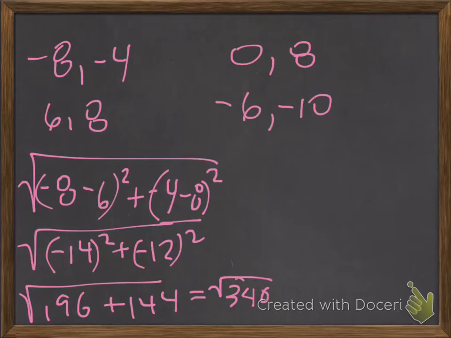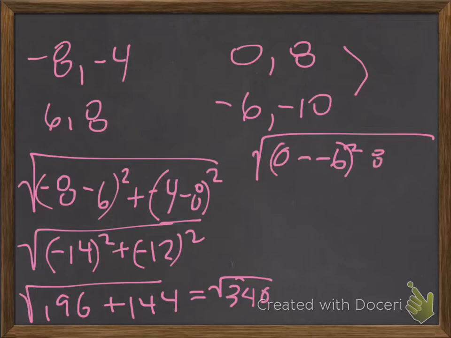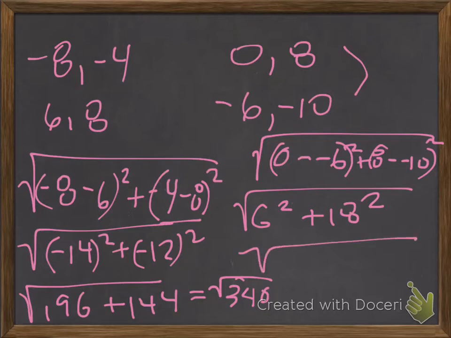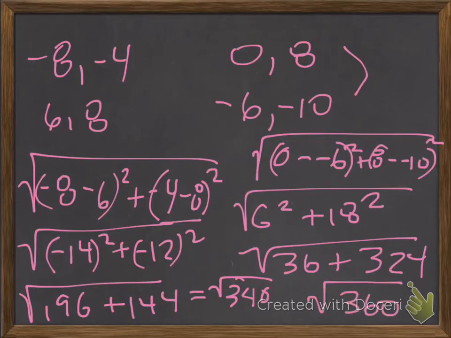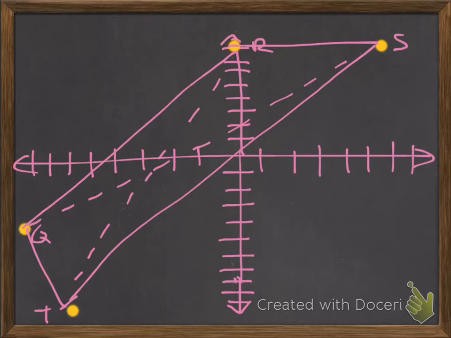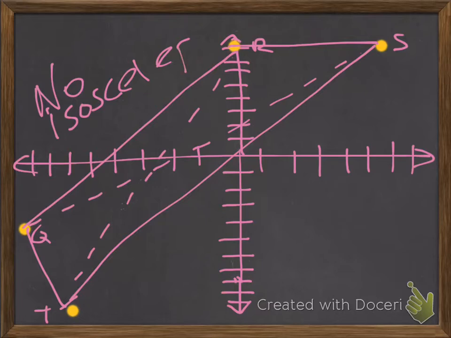We'll do that again with these 2 points, so 0 minus negative 6 squared, and 8 minus negative 10 squared. That gives us 6 squared plus 18 squared, 36 plus 324, which gives us a square root of 360. So since that is not going to be the same as the square root of 340, we can say no, it is not isosceles, but it is a trapezoid by definition.